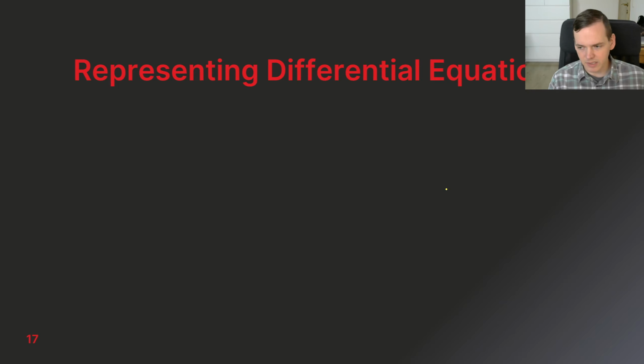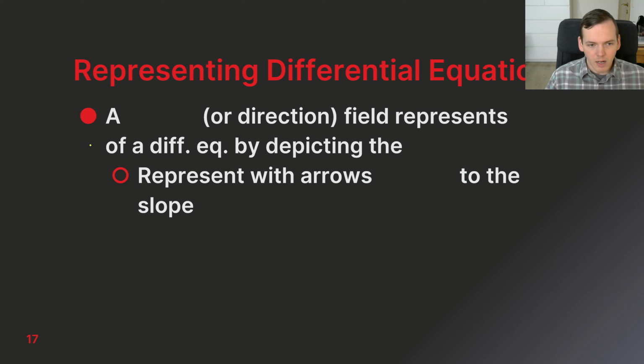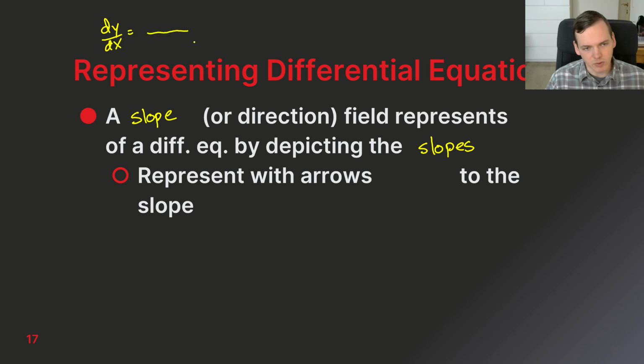So now how does that connect to differential equations? A slope field, sometimes also called a direction field, represents a differential equation by representing the slopes of every point in space. Because if you remember, a differential equation of the form dy by dx equals something is telling you the slope of a point. And we do this by drawing a bunch of arrows that are tangent to that slope. So what does that look like?